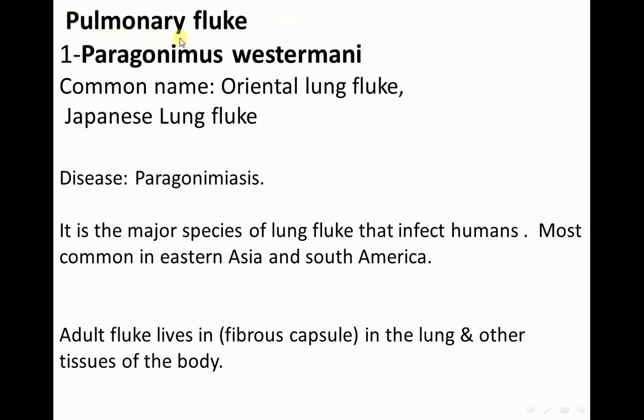Pulmonary fluke includes Paragonimus westermani. The common name of this parasite is Oriental lung fluke or Japanese lung fluke. Disease: Paragonimiasis. It is the major species of lung fluke that infects humans, most common in Eastern Asia and South America. The adult fluke lives in a fibrous capsule in the lung and other tissues of the body.